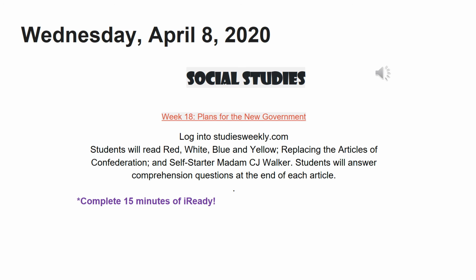And now, last but not least, social studies. You are continuing to work on week 18, plans for the new government. You're going to log into your studiesweekly.com. You will read Red, White, Blue, and Yellow, Replacing the Articles of Confederation, and Self-Starter, Madam C.J. Walker. Then you will answer the comprehension questions at the end of each article. Remember, complete your iReady minutes and lessons.